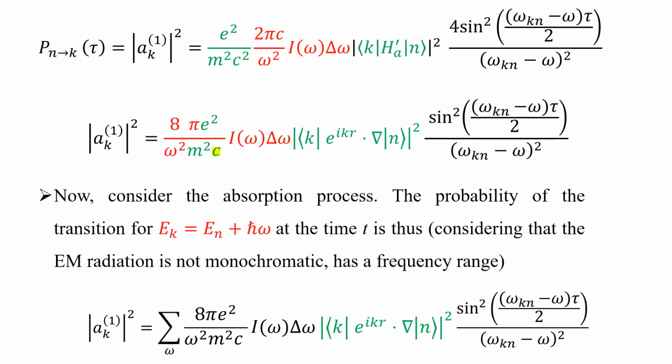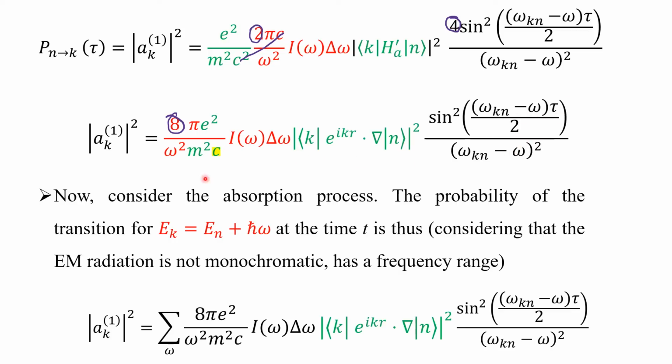So now you can simplify this. I have written A naught squared as shown in the red color box, that is 2 pi c over omega squared I(omega) delta omega. Here you can see I can cancel c squared with this c, and this will become simply c. Then you can take this 2, and here there is 4. If you multiply both, you will get 8. That's what I have written here, so this will become 8 pi. Here you have e squared over omega squared m squared c. And the remaining terms I am keeping as they are.